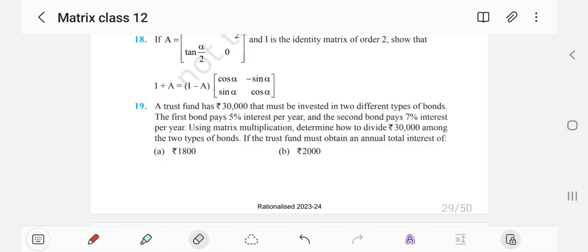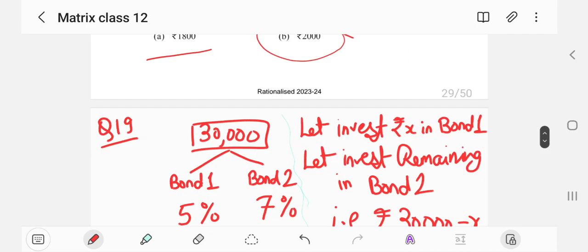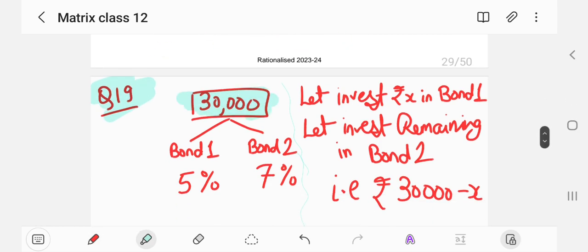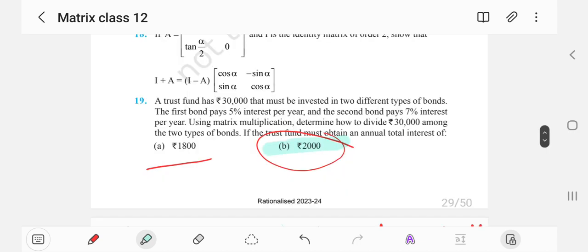Now I am explaining to you how to do this B part. You yourself have to do this A part. So let's get started. Question number 19 we are discussing. We are given 30,000 rupees. We have to divide this in 2 bonds, bond 1 and bond 2. Also we are given that the yield in bond 1 is 5% and it is 7% in bond 2. Basically our aim is to divide 30,000 such that our final interest is 2000 rupees.